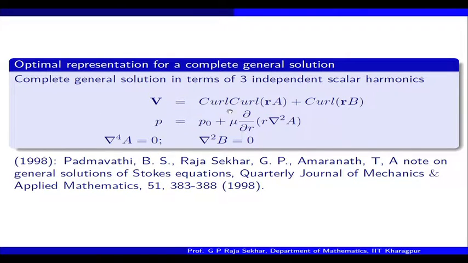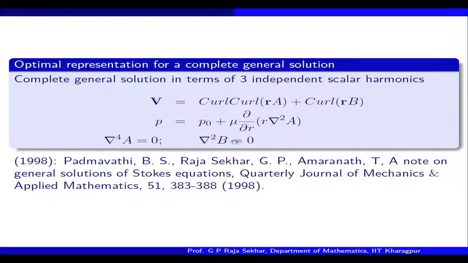So, now we have one representation which gives the solution of arbitrary Stokes equations which involve 3 harmonics. Why? You have B which is harmonic and A is biharmonic. Due to Almansi's result, A can be represented in terms of 2 harmonics. So, a total of 3 harmonics are involved. Now, the immediate question is, what is the advantage of this particular representation? You will see this representation has a lot of advantages, in particular in handling spherical geometries. So, how? Let us see.